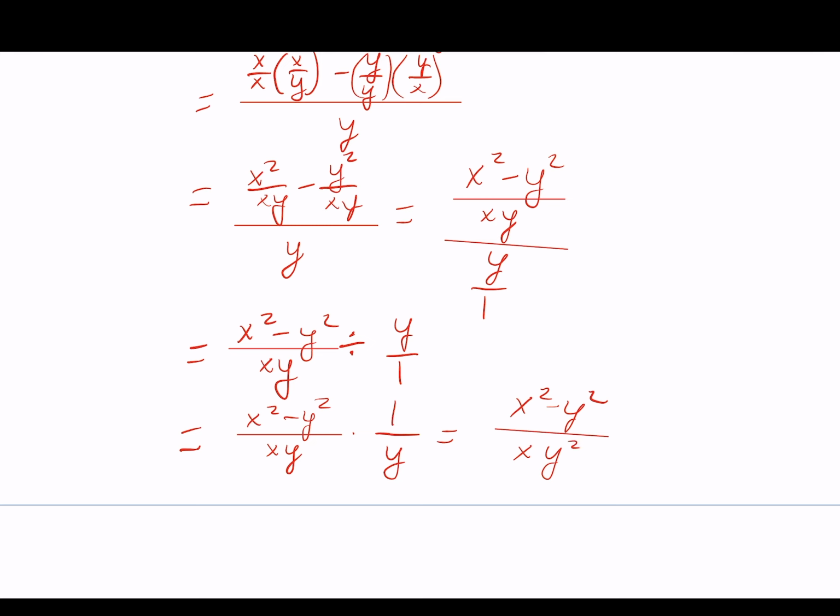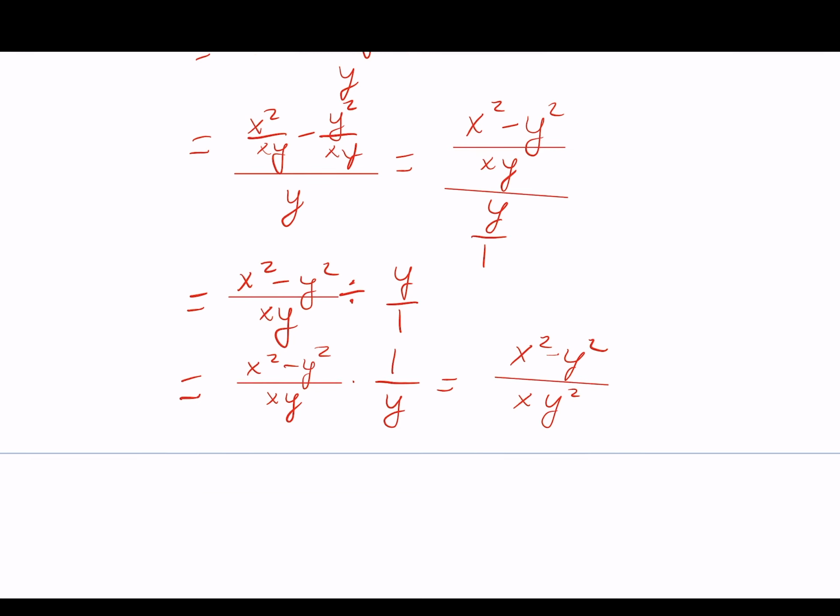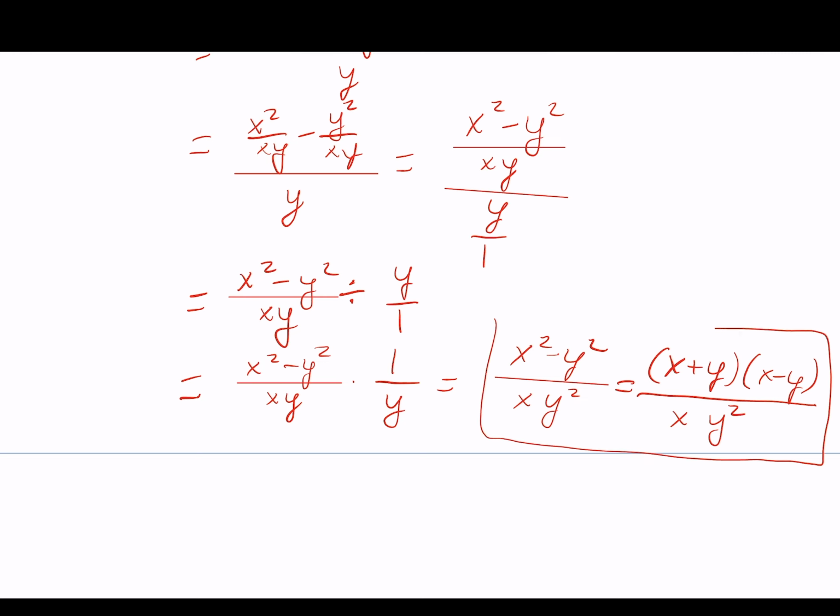Now, is that as simple as we can make this? Well, given the tools that we have in our toolkit that we learned in Chapter 2, we actually can simplify this further by factoring the numerator because we have a difference of squares. So therefore, we get x plus y, x minus y, all over xy squared. And both of these answers would be acceptable.